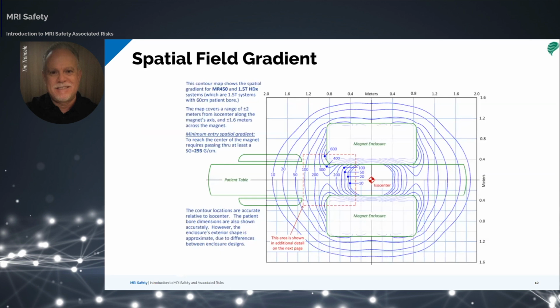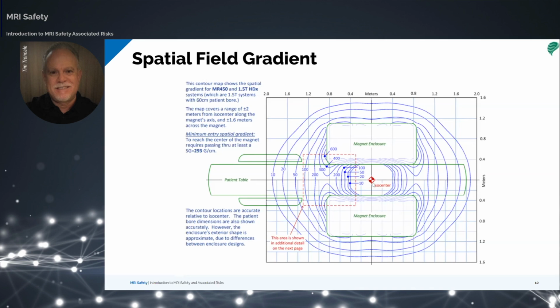Here is a spatial field gradient map of a 1.5 Tesla system as viewed from above. Here you can see the magnetic field isocenter right in the middle and the extending fringe fields. The spatial field gradient is expressed in Gauss per centimeter, or G/cm. The strongest areas are at the edges of the bell housing, right in this area, or the edge of the system bore covers, and it drops off at distances away from isocenter and also toward isocenter.